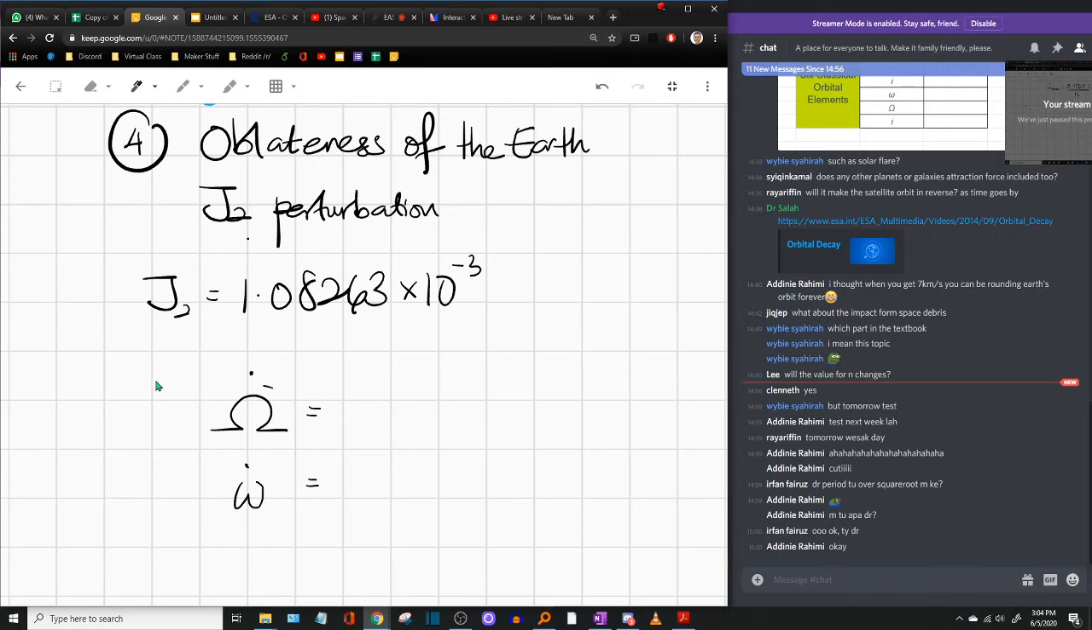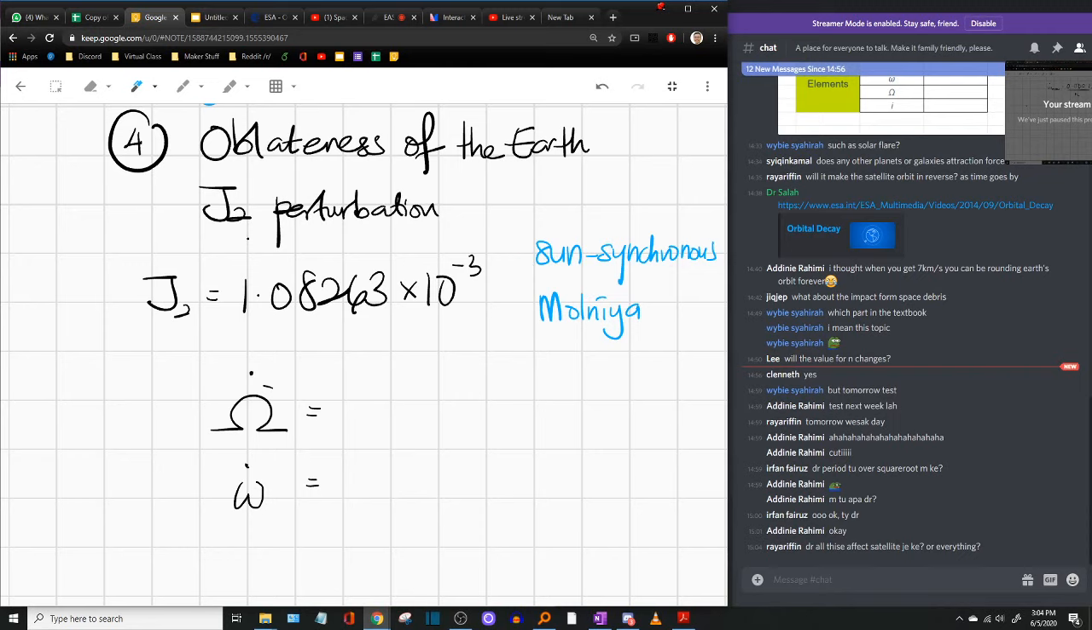We will look at the formula later on, and from this we will also learn many new things. One is what we call the sun-synchronous orbit, which is an orbit that can follow the sun. Another one is the Molniya orbit. These two special types of orbit depend a lot on our analysis of J2 perturbation.